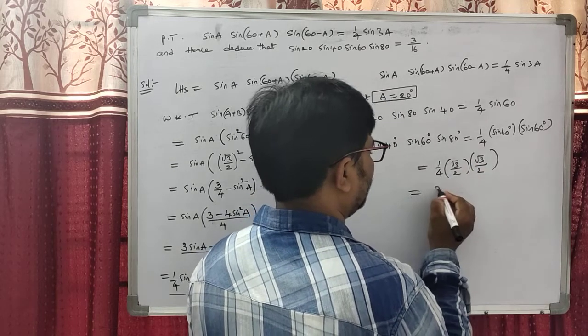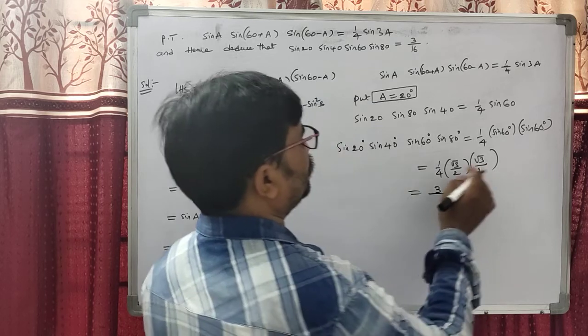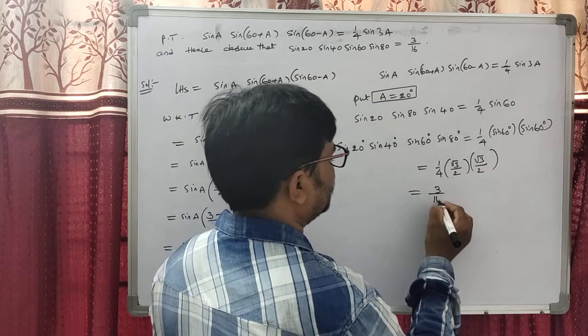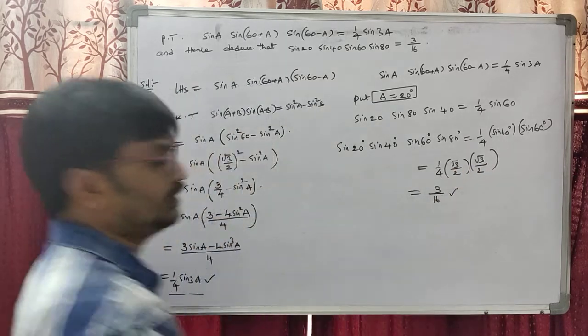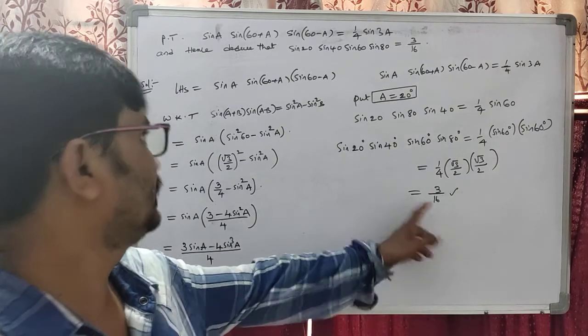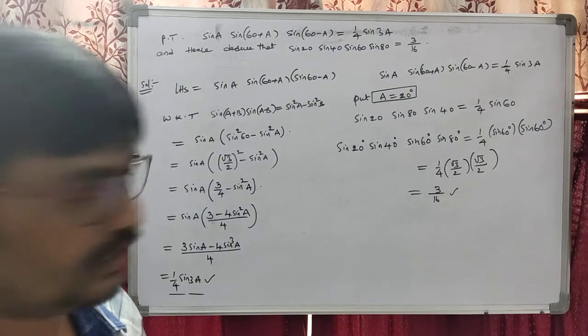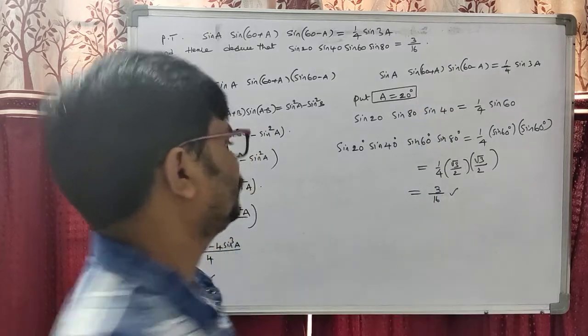Root 3 into root 3 is 3. Therefore 2 2s are 4, 4 4s are 16. Dear students, this is 3 by 16. Do you understand students? 3 by 16 is the answer. Write down students.